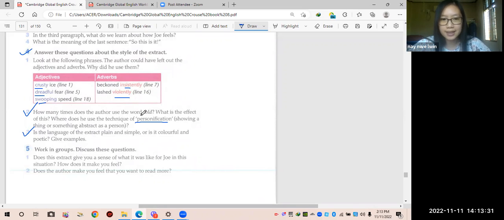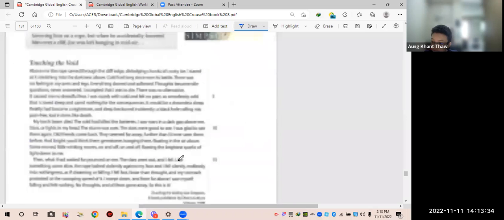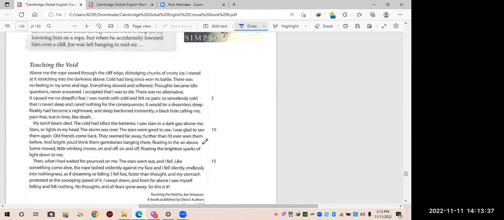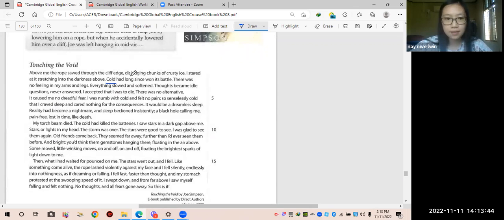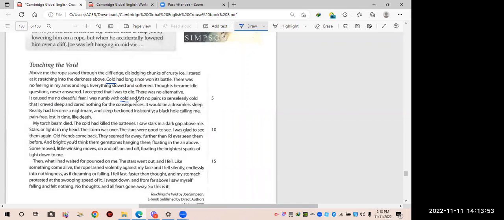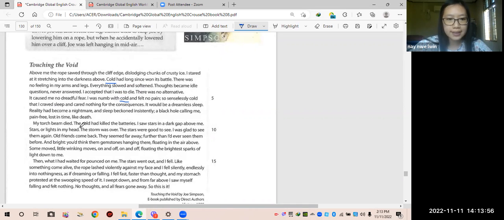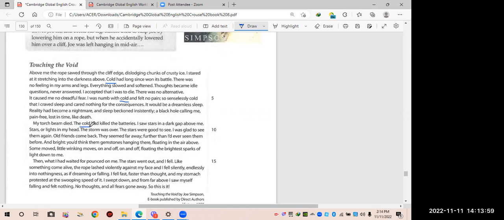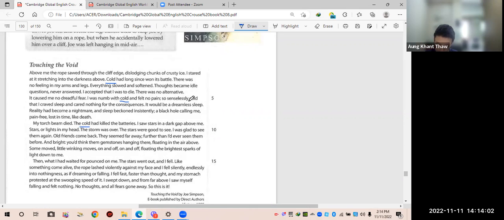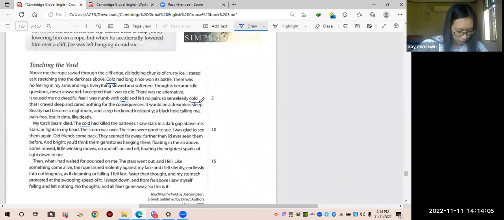Okay, so let's look at number 3. How many times does the author use the word cold? How many times did he use cold? 3 times. Okay, so tell me. This is the first time. It's the second time, I was numb and cold. Second paragraph. And this one, senselessly cold. So 4 times, right? So the author uses the word cold 4 times in this extract, right?